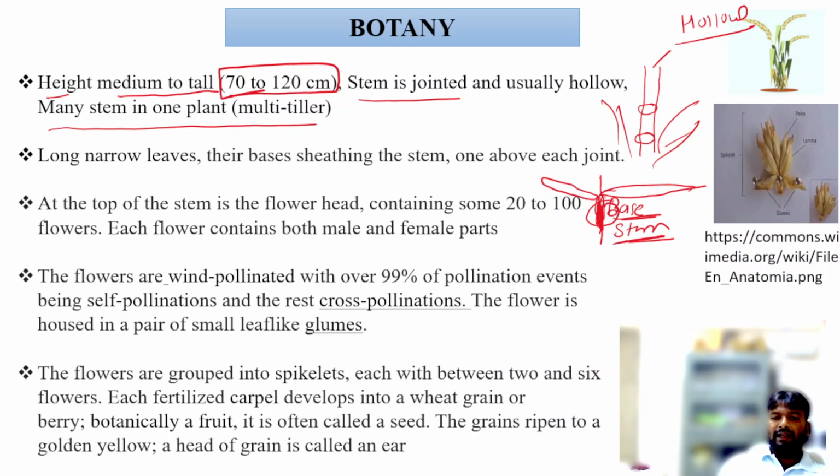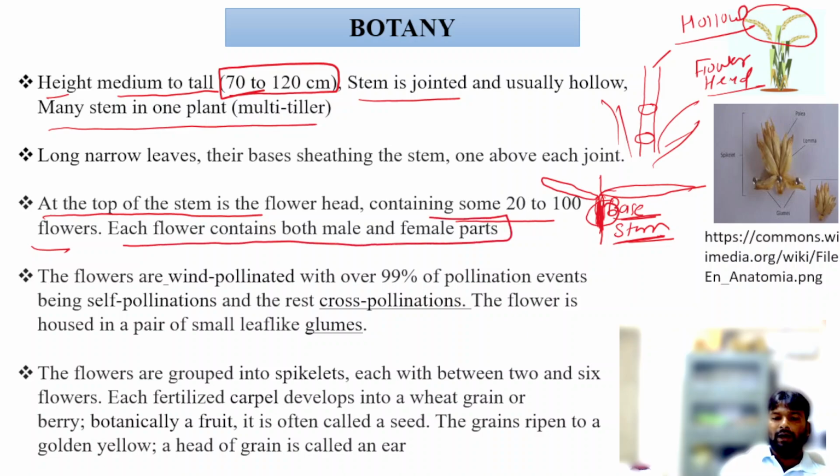And at the top of the stem is the flower head, sorry, this is known as the flower head, containing 20 to 100 flowers, and each flower contains both male and female parts.